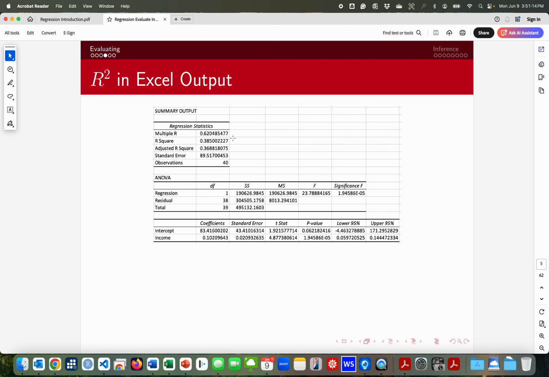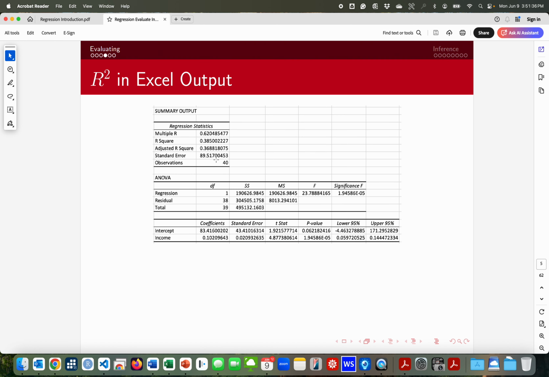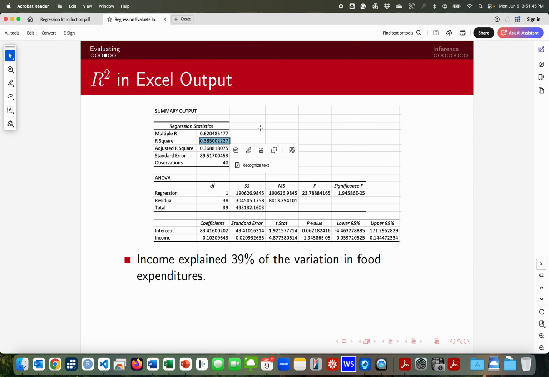So in the Excel output, this is where we see the R-square. It's this number right here. So this is the data that we used in the previous example. If we're looking at this plot right here, this is the actual data and the estimated regression line. Notice the line does approximate that relationship. It's not perfect, but it's better than nothing. And this tells us that the variable income explains about 39% of the variation in food expenditure.